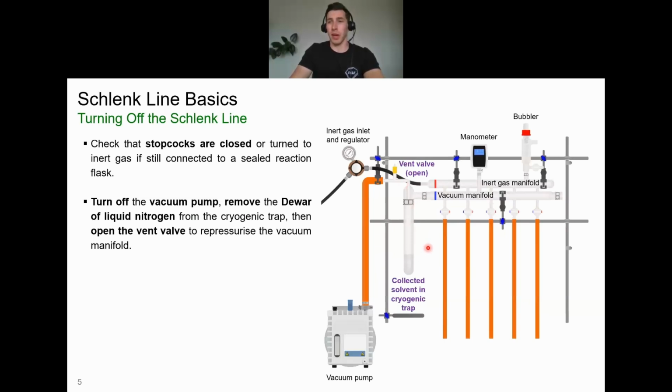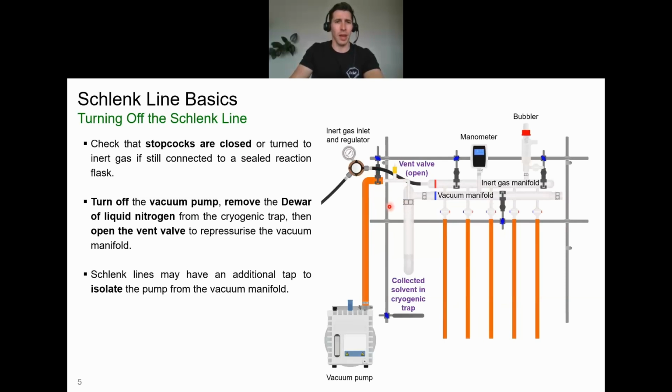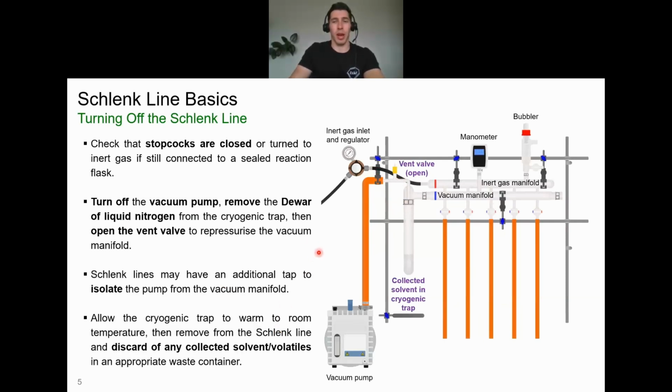What you may find on many Schlenk lines is that there's an additional tap or a stopcock between the vacuum pump and the start of the Schlenk line itself, and that allows us to isolate the pump completely from the line, so we can often close that before we do the next steps, as mentioned there.